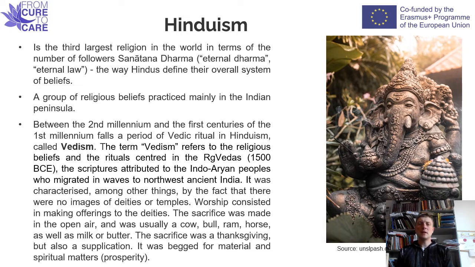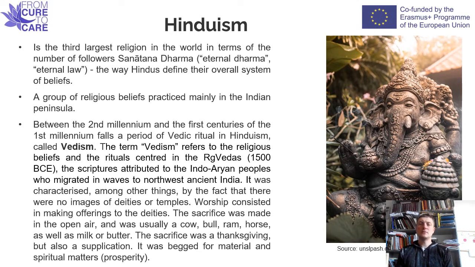Between the second millennium and the first centuries of the first millennium falls a period of Vedic ritual in Hinduism called Vedism. The term Vedism referred to the religious beliefs and the rituals centered in the Rig Vedas, the scriptures attributed to Indo-Aryan peoples who migrated in waves to northwest ancient India. It was characterized, among other things, by the fact that there were no images of deities and temples. Worship consisted in making offerings to the deities.